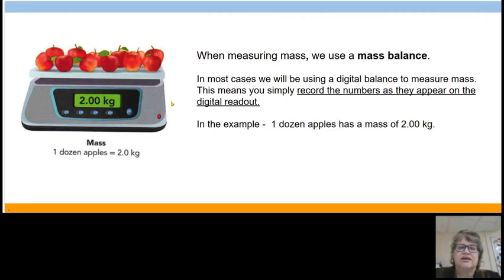For mass, again, we're going to use a mass balance, right? It's not like a weight, but for right now, if you use the word weight, you're okay. In most cases, we're going to be using a digital balance to measure your mass. So that means that all you do is record the number as it appears on the digital screen. So if the number comes up as 2.00, you would write 2.00 and then whatever the term is after it. So it'd either be grams or kilograms.